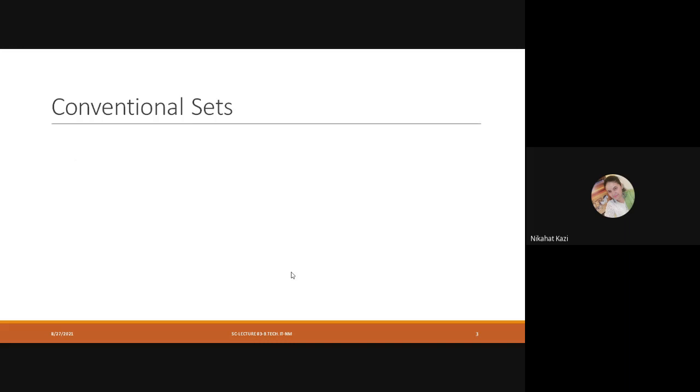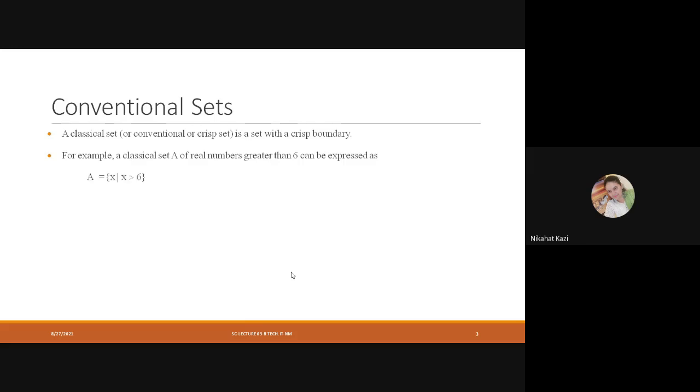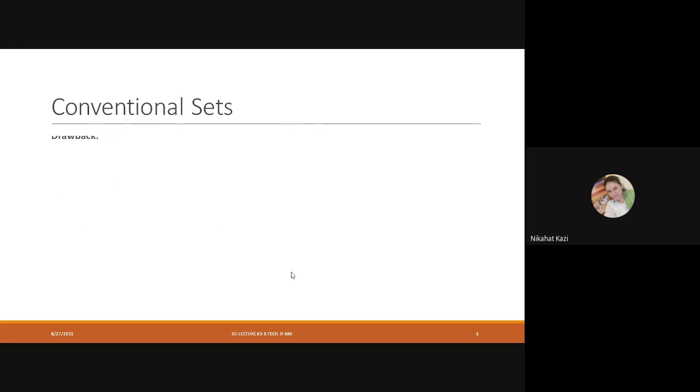So, in the last lecture we already saw one example of conventional sets, right? So quickly, we'll just revise what we discussed last time. A conventional set is a set with a crisp, or a fixed, boundary, right? So we saw a classical set of real numbers greater than 6, right? So it is somewhat like this.